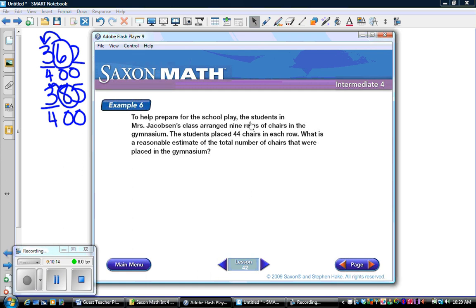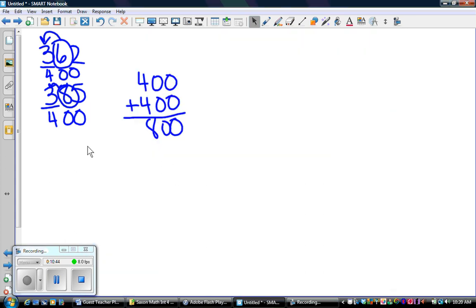Example 6. To help prepare for the school play, the students in Mrs. Jacobson's class arranged 9 rows of chairs in the gymnasium. The students placed 44 chairs in each row. What is a reasonable estimate of the total number of chairs that were placed in the gymnasium? And at first I thought, okay, we can do 9 and then round off the 44 to 40 and do 9 times 40. But when I looked at what their answer was, they said we needed to round off the 9 also. And what would we round that off to? 10, right? So now we're looking at 10 times 40.